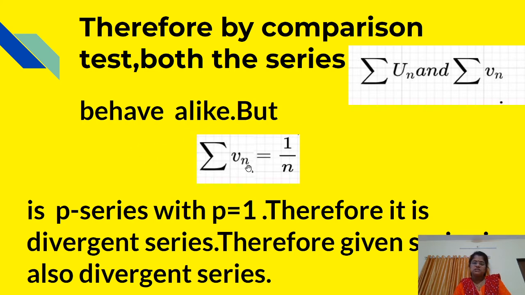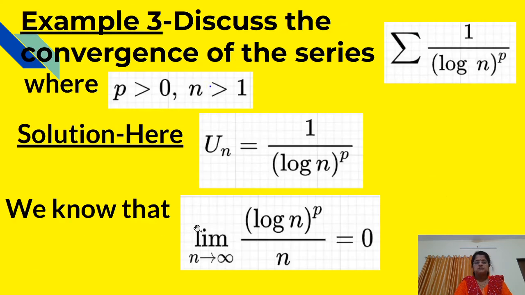But summation vn is equal to summation 1 upon n, which is a p series with p equal to 1. Therefore, it is a divergent series and therefore the given series is also a divergent series.